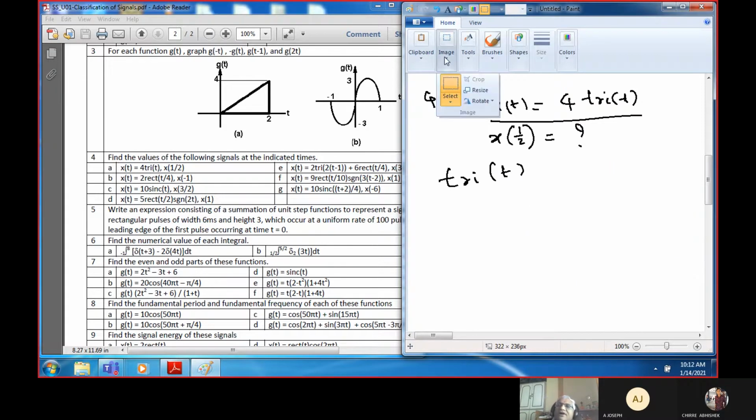So they may give a function which is very clearly understood by us. But they may give a function which is given some code name. We will call it as some code name. Okay, what is tri of t? It is the code name given to a function which is used by communication engineers all over the world.